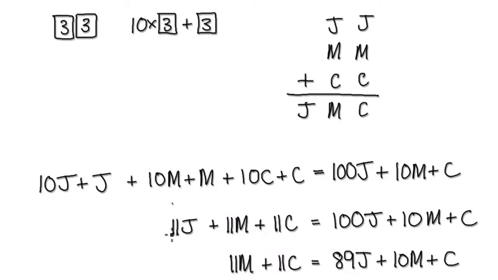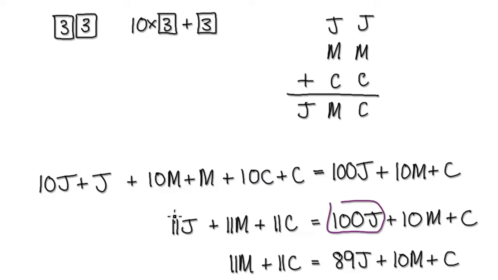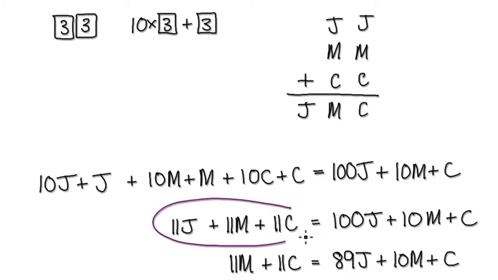Now if you look at this, you've got 100J over here and 11J over here. So in your mind, take away 11J. When you take away 11J from each side, so here this is the left-hand side, and this is the right-hand side.